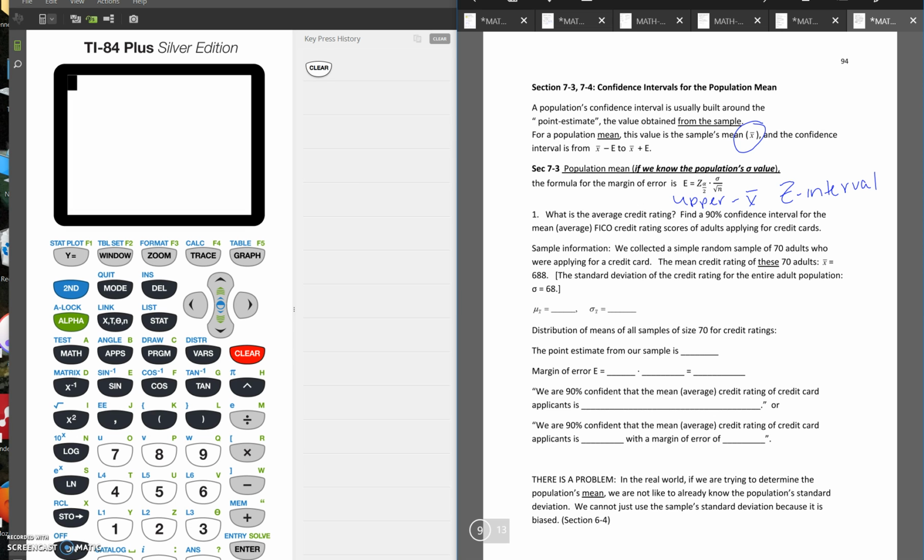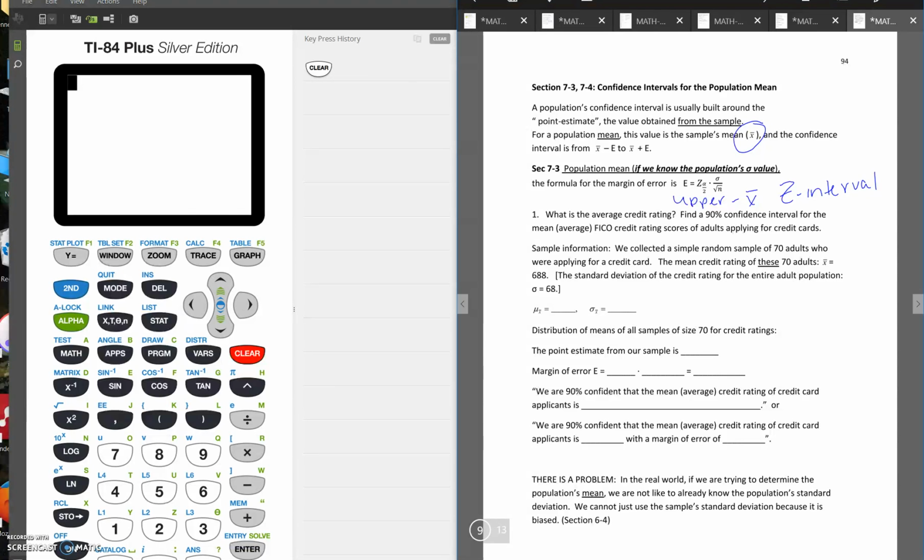So the question here we're going to answer is, what is the average credit rating? It says find a 90% confidence interval for the average FICO credit scores of adults applying for credit cards. So the sample information says we collected a simple random sample of 70 adults who are applying for a credit card. The mean rating of these 70 adults, so x bar, was 688. The standard deviation of the credit rating for the entire population was 68.